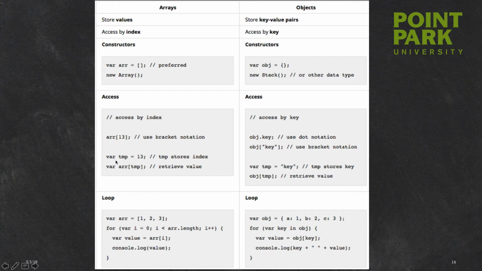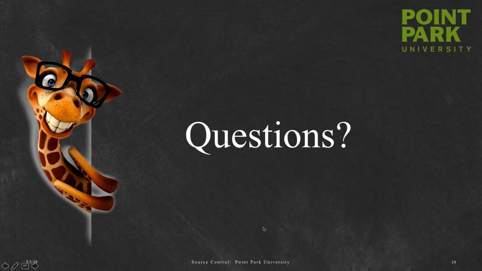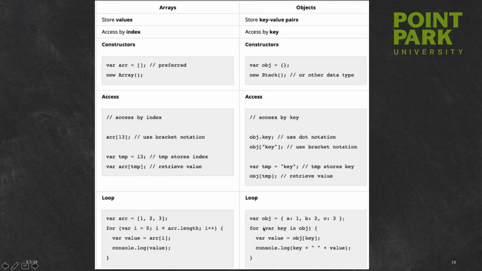This one right here says var temp equals 13, and then you do var r temp, which is associated with number 13. You could just do var without doing it that way, and it retrieves whatever value is in that 13 position. This way right here is a different way of doing it, and here's your loop. So that was a pretty quick one there.